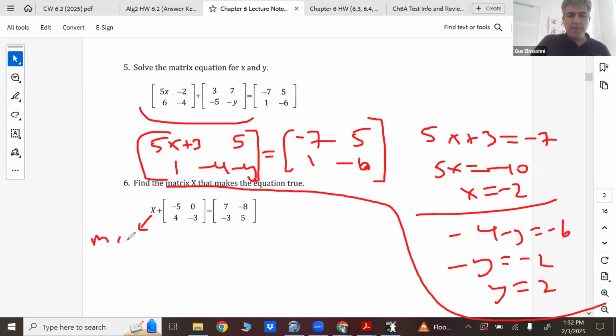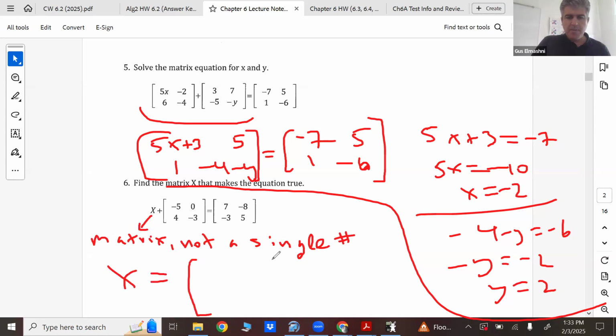So it's a matrix, not a single number. Let me fix that. What do you think I'm going to put there? What are you going to add to -5 to get to 7? Or what's 7 minus -5? 12? Does that make sense?